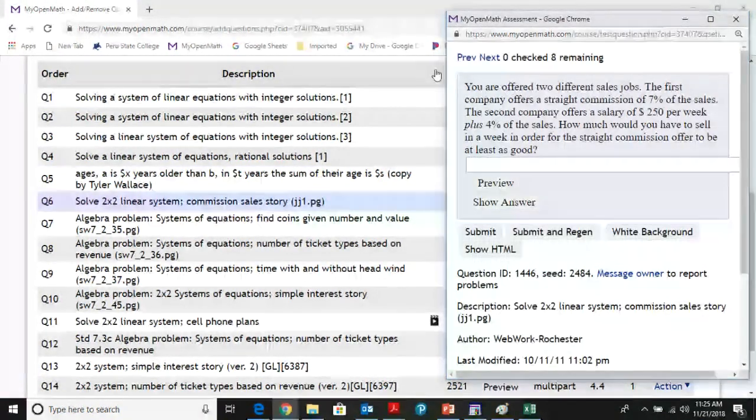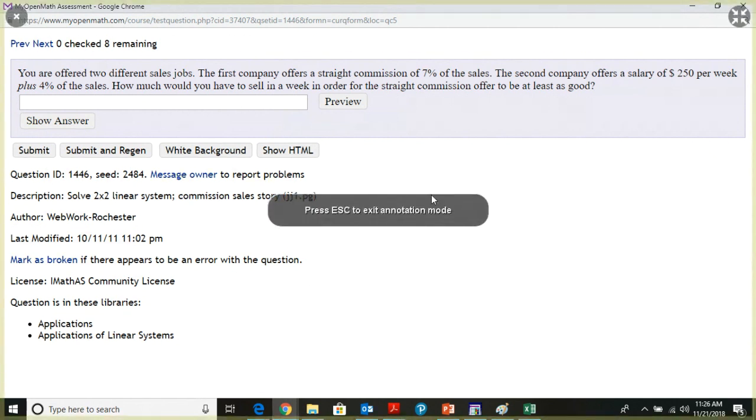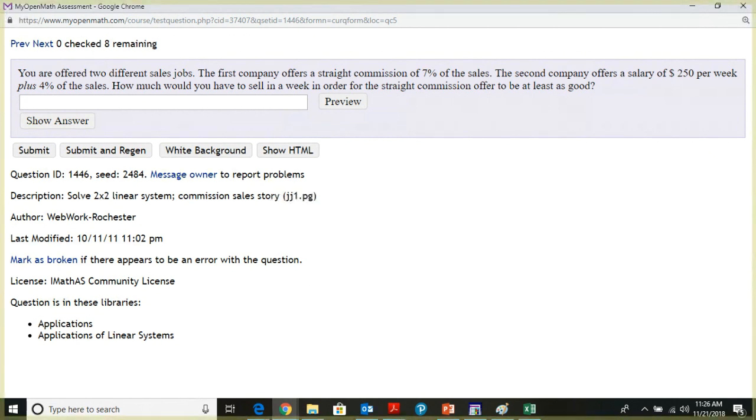All right, let's look at another one. This is commission, I guess. It says you are offered 2 different sales jobs. The first company offers a straight commission of 7% of sales. The second company offers a salary of $250 per week, plus you get 4% of your sales. So how much would you have to sell in a week in order for the straight commission offer to be at least as good?